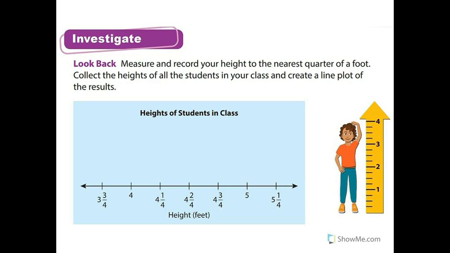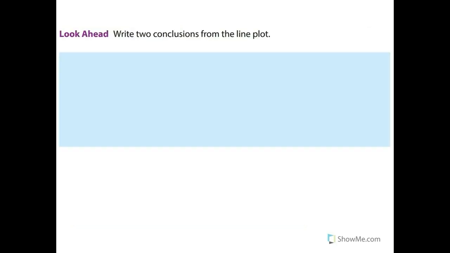So for the sake of time, I'm going to take some random measurements of some kids and then write it down here for you to copy. Alright, so go ahead and copy those down and we'll go over the look ahead. Alright, so it wants us to write two conclusions from the line plot. This is a couple of conclusions I can make.